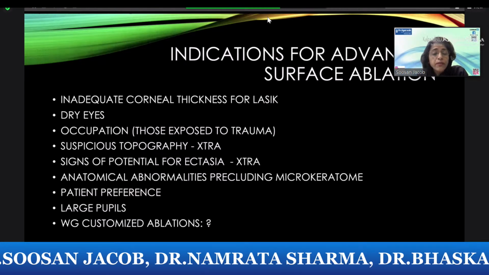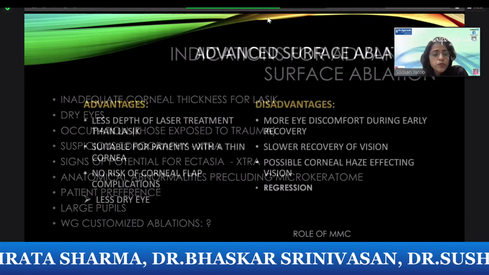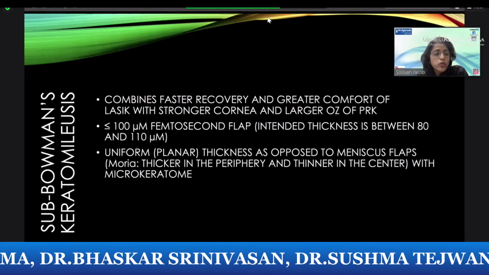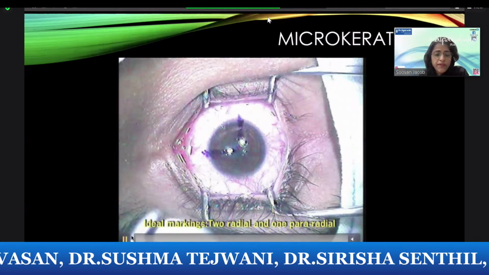You might combine it with an extra procedure, which means combining cross-linking with PRK, and so on and so forth. Okay, we already talked about this, subbowman keratomileusis. Then you come to LASIK. So LASIK is basically where you create a flap.